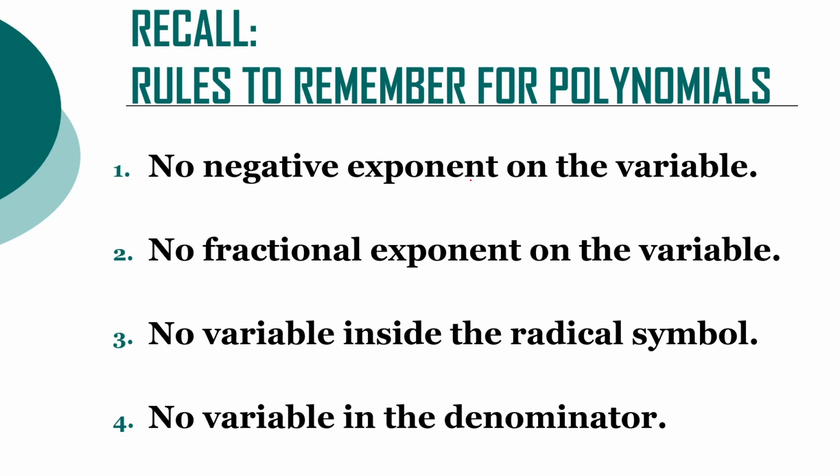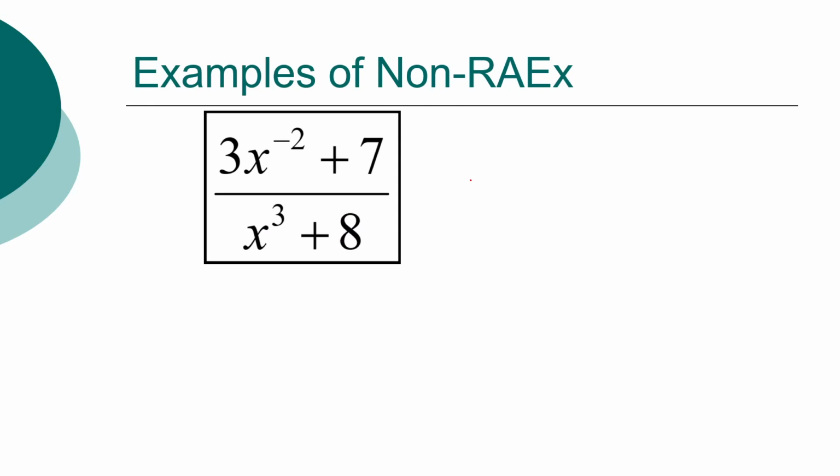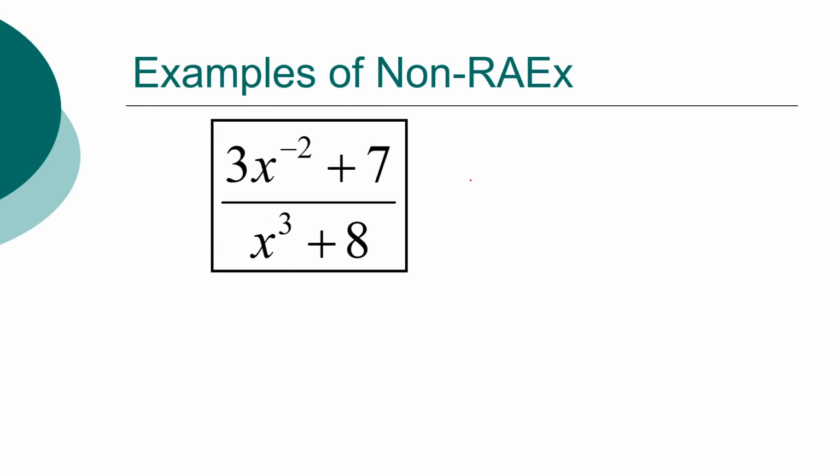Now, let's go to Ra-X this time. These are examples of non-Ra-X. Look at the first example. Why is this not a Ra-X? Section Glory, anyone? Why is the first example not an example of a Ra-X? A rational algebraic expression.